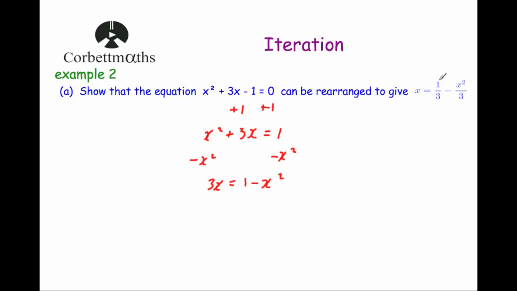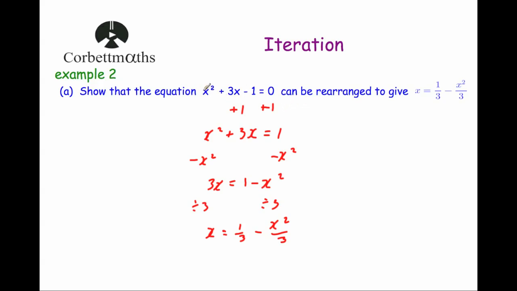And as you can see, I've got the 1 and the subtract and the x squared. I'm now just going to divide the whole equation through by 3. And if I do that, I get x equals a third minus x squared over 3. And that's it.